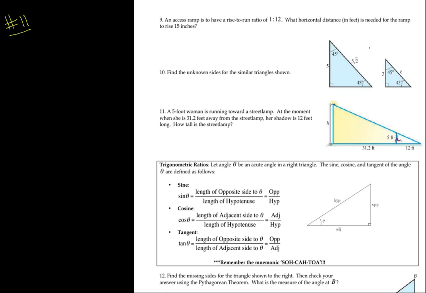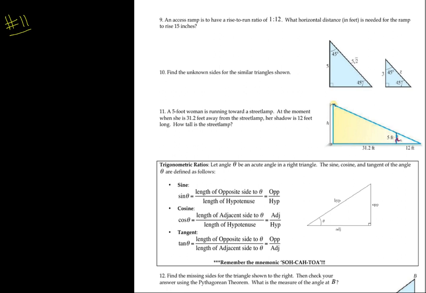This one is actually pretty similar to question 9. It says a 5-foot woman is running toward a street lamp. At the moment when she is 31.2 feet away from the street lamp, her shadow is 12 feet long. How tall is the street lamp? So we're looking for this height h right here. Again we have two triangles in this picture: this larger triangle, and then this smaller triangle formed by the woman's shadow.